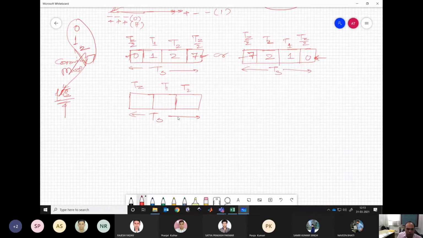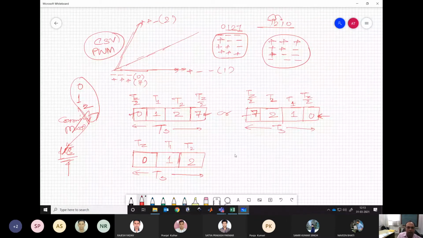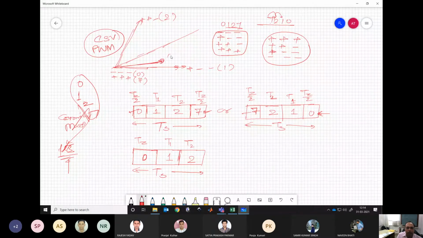So why do we need to apply two zero vectors? We can have only one zero vector. Let's say vector 0, which we apply for the entire tz duration. And then we apply the other active vectors. The other active vectors are the ones giving the realization for any reference vector. Let's say Vs angle alpha is realized with 1 and 2. There is no contribution of zero vectors in the Vs.